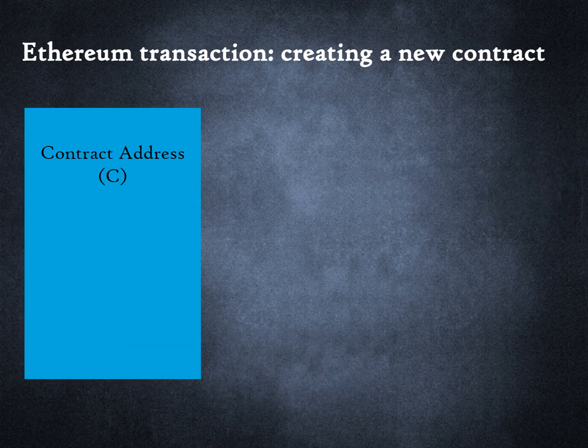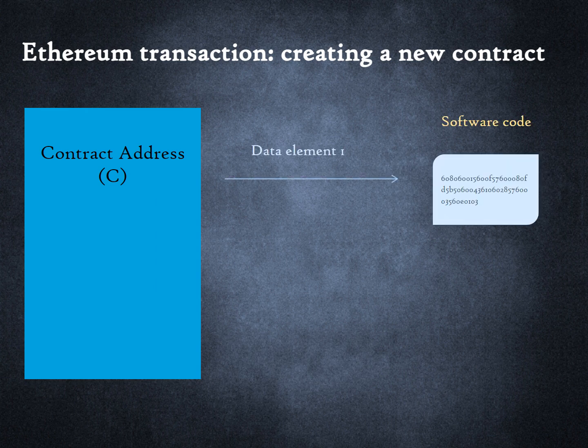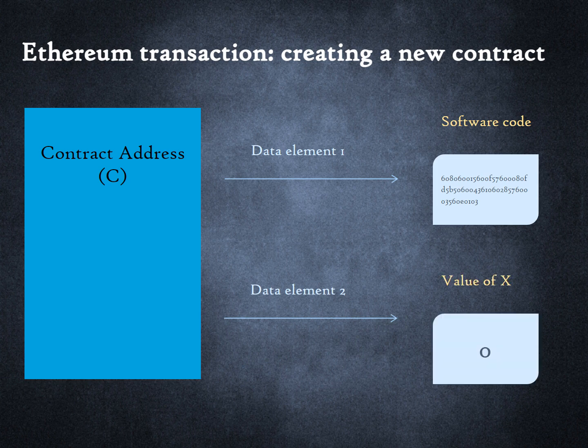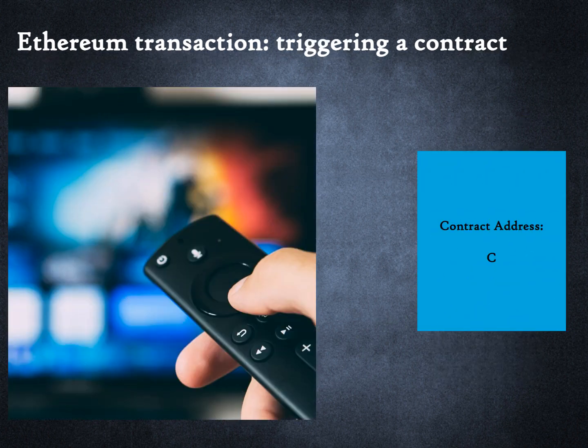The contract address C, in our example, contains two pieces of data. First, it contains the software code. Second, it contains the value of x, which as of now is 0. The data attribute in an Ethereum transaction can be used to trigger a pre-existing smart contract. We will continue with our previous example. A streaming service similar to Netflix wants to publicly report the number of its subscribers on a real-time basis. The contract address C is actually owned by the streaming company.